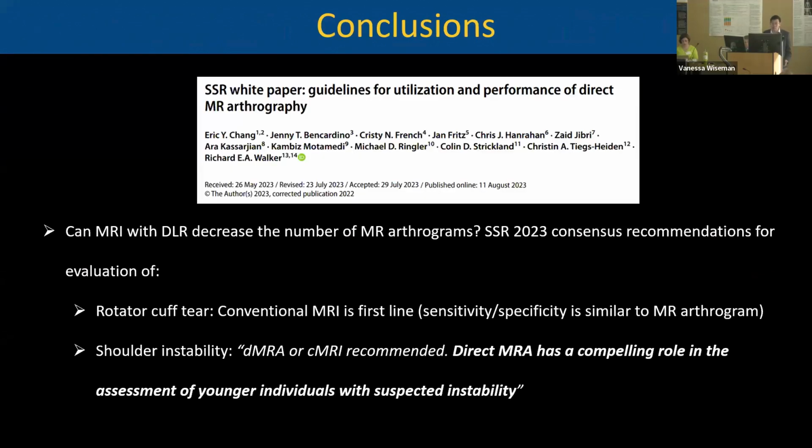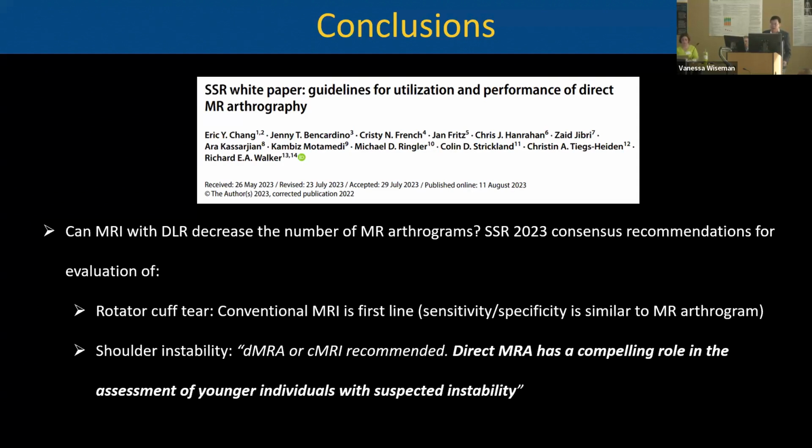So one of the more interesting questions that we think is posed from our findings is if deep learning reconstruction could reduce the need for MR arthrograms. In 2023, the SSR put out consensus recommendations that for the evaluation of rotator cuff tears, conventional MRI is already first line, but for assessment of shoulder instability, they noted that direct MR arthrogram still has a compelling role in the assessment of especially younger individuals with shoulder instability.